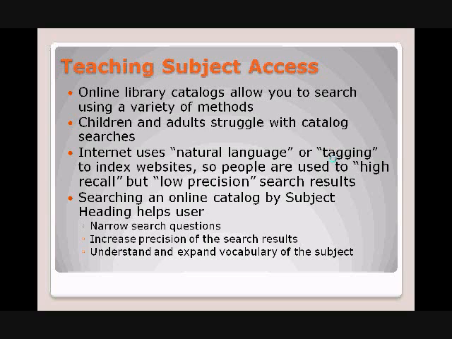So online library catalogs allow you to search using a variety of methods, but children and adults often struggle with catalog searches as opposed to the internet, which uses more natural language, keywords, or tagging. So adults are used to getting a lot of hits with Google, but not always what they're specifically interested in. This often causes frustration with students as they're searching for appropriate resources.